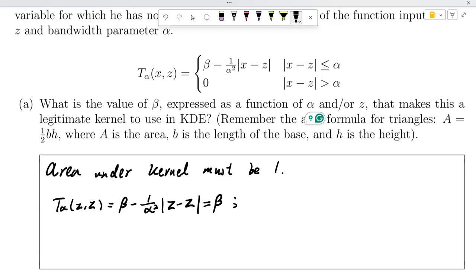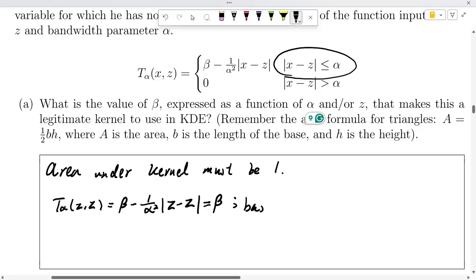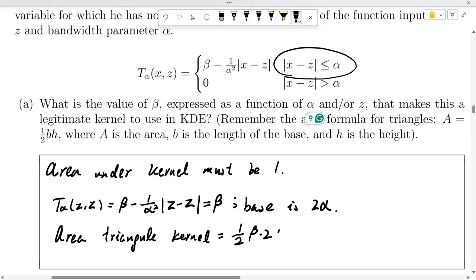And specifically, we know that the triangle is going to have a non-zero value for a range of 2 alpha, because the equation for a non-zero value shows that your value is non-zero when the absolute value of x minus z is less than or equal to alpha. So in this case, the base of the triangle is 2 alpha. Therefore, the area of the triangular kernel, stated in alpha and beta, is equal to 1/2 times the base times the height, so 1/2 beta times 2 alpha, which is equal to alpha beta, and that should be equal to 1. Therefore, beta should be equal to 1 over alpha.